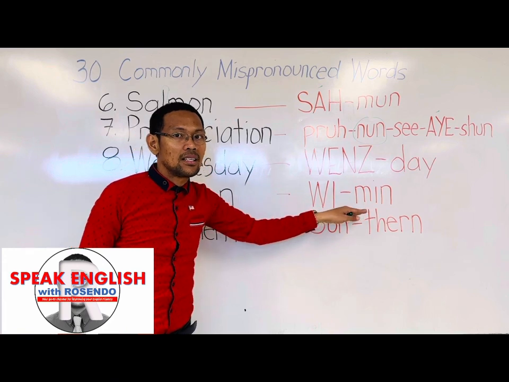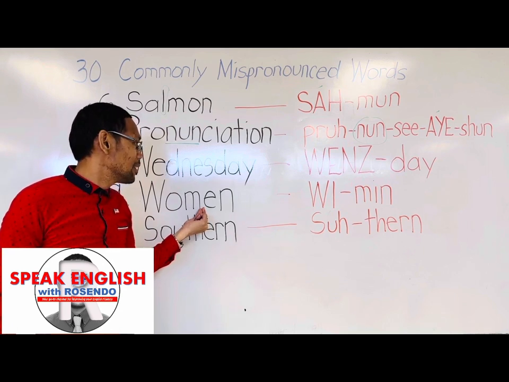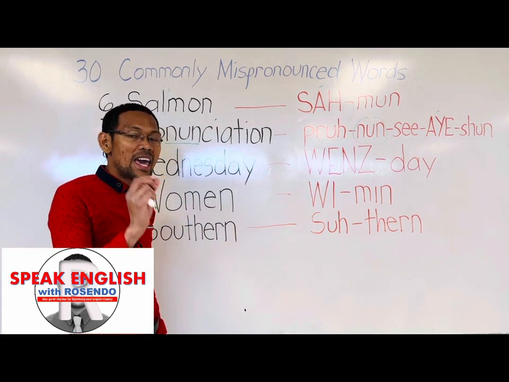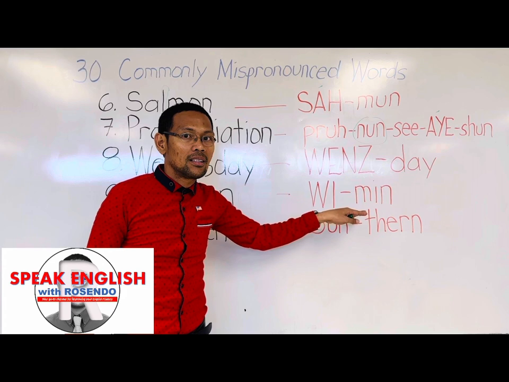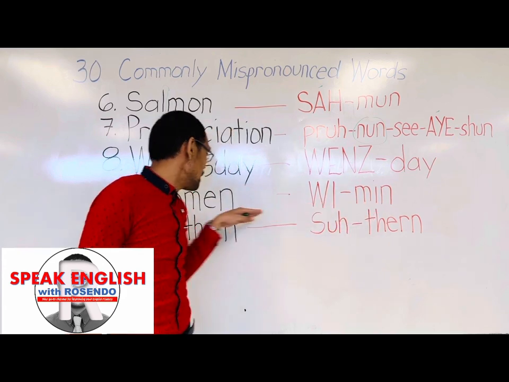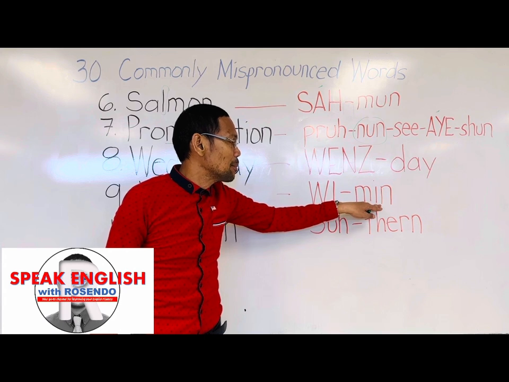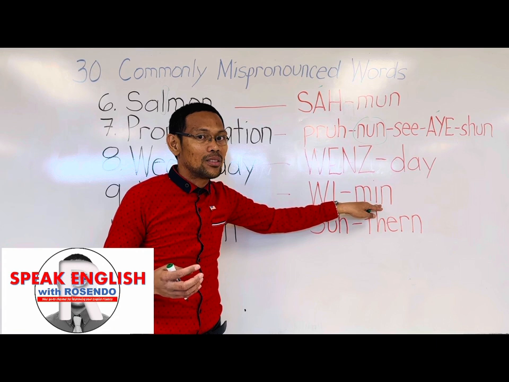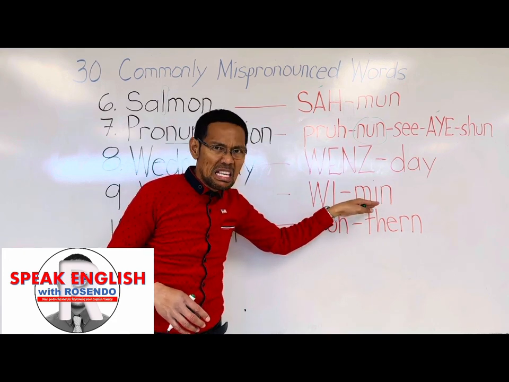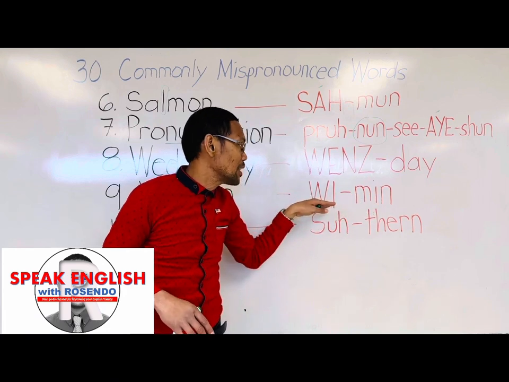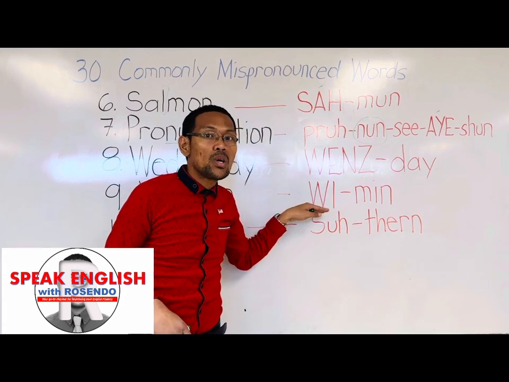Next, we have the word women. This is the plural form of the word woman. However, when you change the vowel A into E to form its plural form, the first syllable is pronounced with a short I sound, represented by the letter I. Women, women. We don't say we-men, but women.